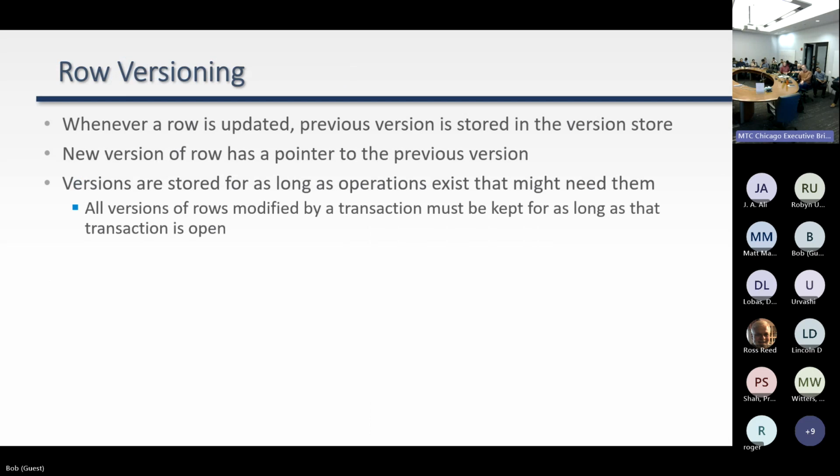So we're using this concept now called row versioning, where we keep a log or a chain of different versions for each row. It's kept in the version store. So every version of a row will have a pointer to the previous version, kind of like a singly linked list. And these versions are stored in the version store for as long as an operation exists that might need them, right? So if you have a transaction that's open for a long period of time, you might have a lot of versions in your version store.